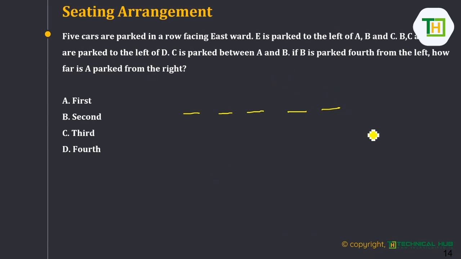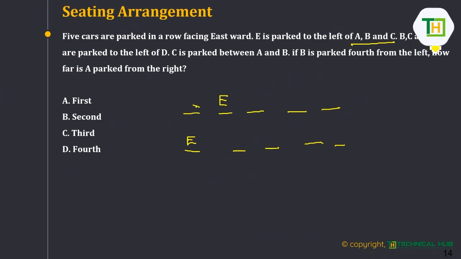E is parked to the left of A, B, C. That means the positions of A, B, C are here. So E's place is in this place, or I'm taking the second condition, so E is taken in this place. One of the extreme ends is taken by E. Okay, E's place. Next one.